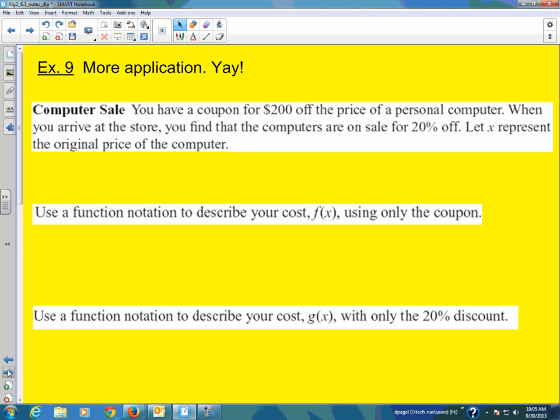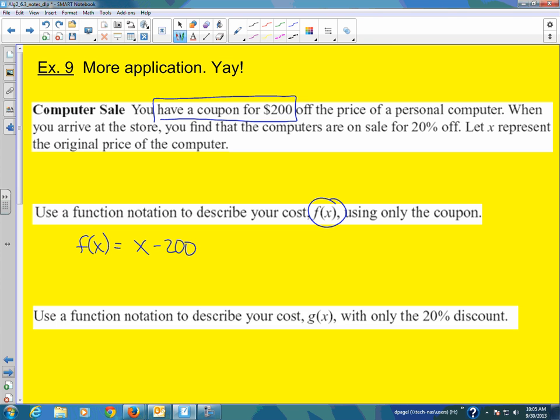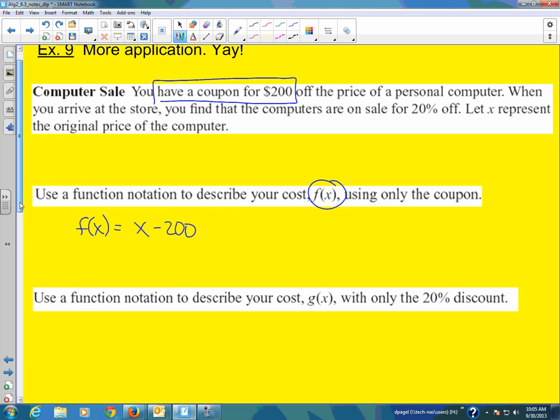Well, let's see what happens here. Use a function notation to describe your cost f of x using only the coupon. So f of x is going to be related to our coupon of $200. What's our new price? Well, x is the original price, and from that original price we're going to subtract the $200. So, pretty simple. There's your f of x function.